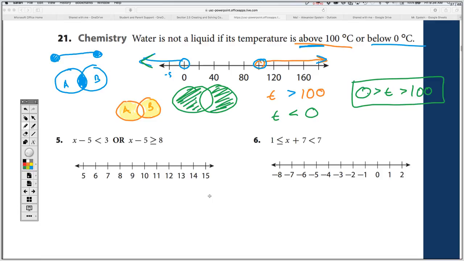Do you guys remember Venn diagrams? Those circle things? Yeah? Circle things? Yeah, I'm very academic. I know my stuff.